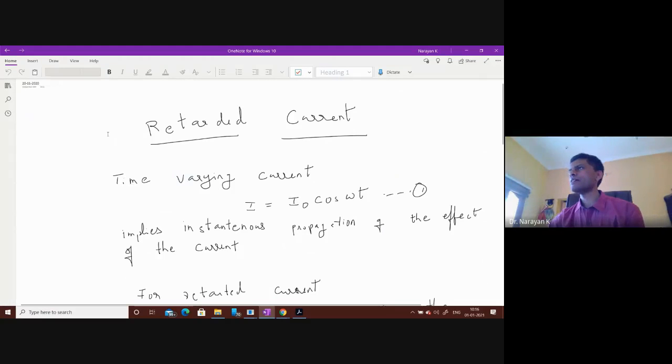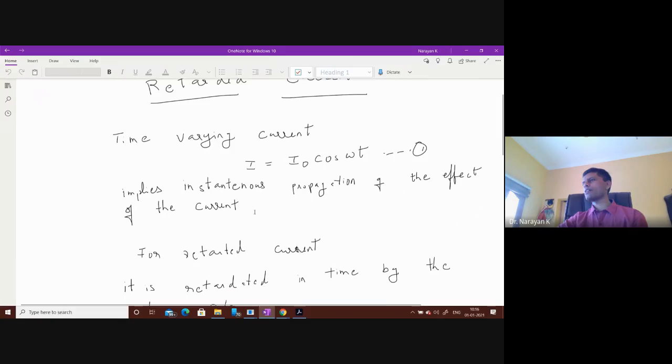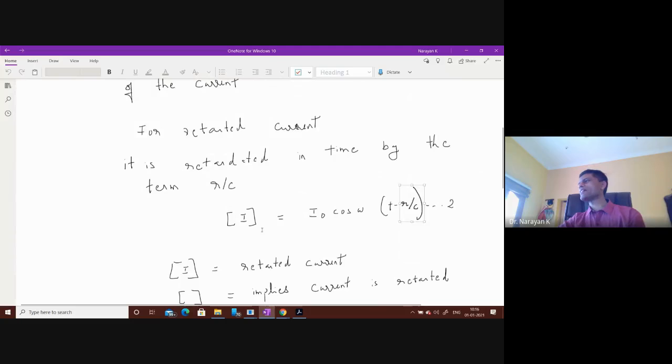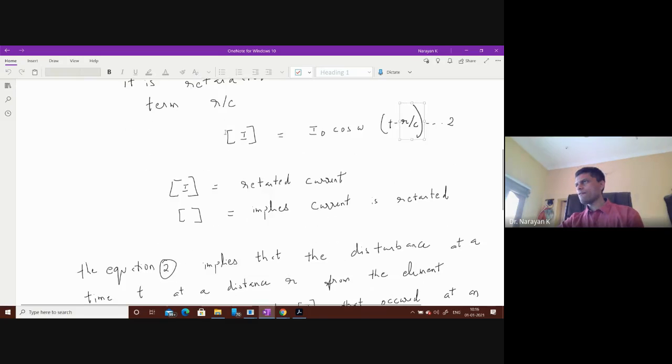Retarded current is defined as follows. First, what is the time varying current? I equals I naught cos omega t, which implies instantaneous propagation of the current. Retarded means retarded in time. For retarded current you have an additional term, r by c. If I put I within the bracket, it implies retarded current. An event which happened prior to the present will be reflected in the present. So this square bracket implies retarded current.